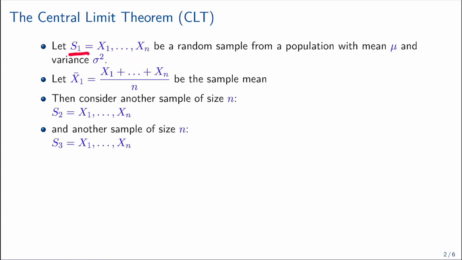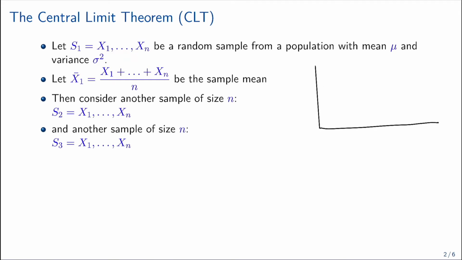Let S1 be a sample with outcomes x1 to xn, and it's a sample from a random population with mean mu and variance sigma square. So the mean is defined by x1 plus x2 plus up to xn divided by n. Okay, and then let's consider that we take another sample of size n, and so S2 is composed of some other x1 to xn. So let me do a little drawing to illustrate what we are doing.